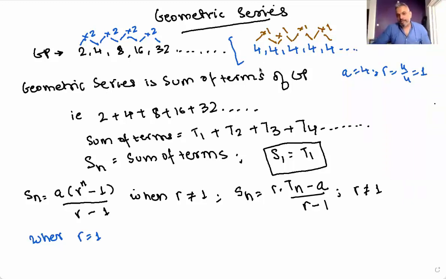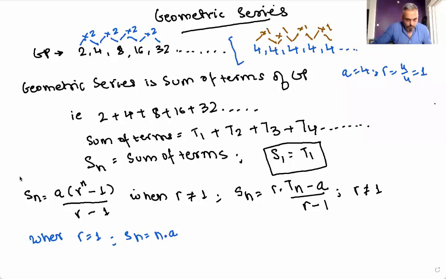So how do we total these? 4 plus 4 plus 4 plus 4 plus 4, we have to total 5 terms. So we can directly take 4 5s are 20. So over here, when R is equal to 1, S of n is equal to n into A, number of terms into A, which remains the same. So we have now 3 formulas.